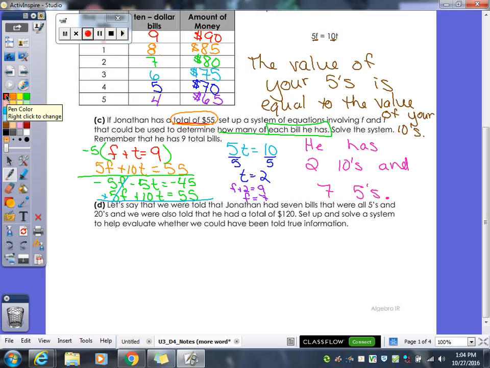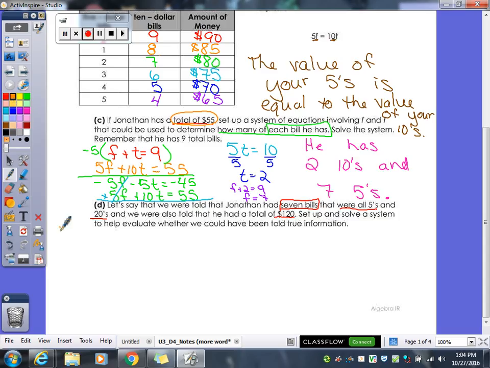All right, so let's look at part D. It says, let's say we were told that Jonathan has 7 bills, so we're changing the problem just slightly. So instead of 9, he now has 7, and they're all 5s and 20s. We're also told he has $120. Set up and solve a system to help evaluate whether we could have been told true information.